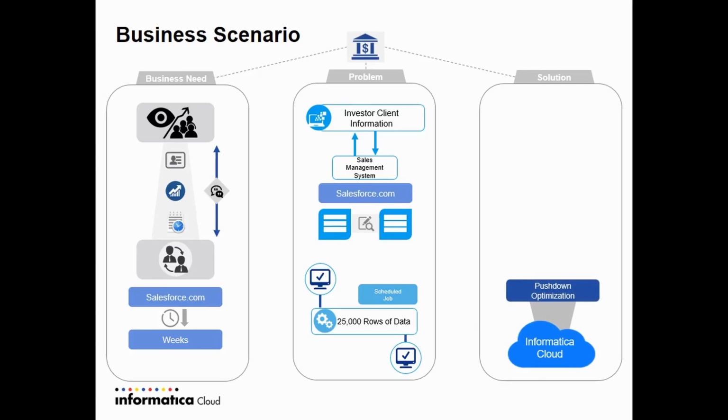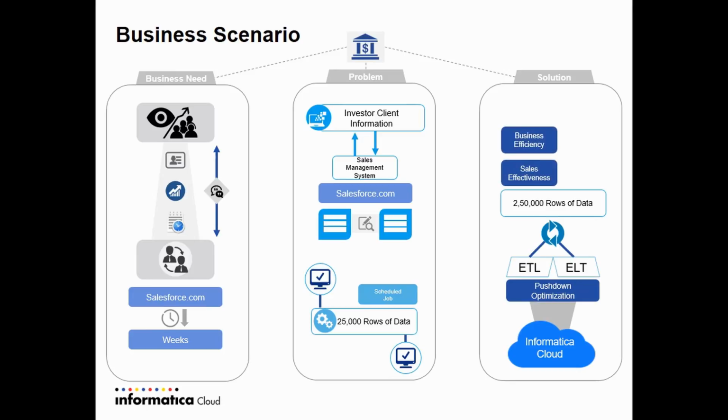Informatica Cloud's pushdown optimization feature enabled the organization to synchronize and update more than 250,000 rows using the combination of ETL and ELT processes. This enabled them to increase sales effectiveness and business efficiency immediately. It also ensured that sales teams delivered cohesive and compelling sales messages for improved client retention. It increased knowledge sharing and communications across the global organization.